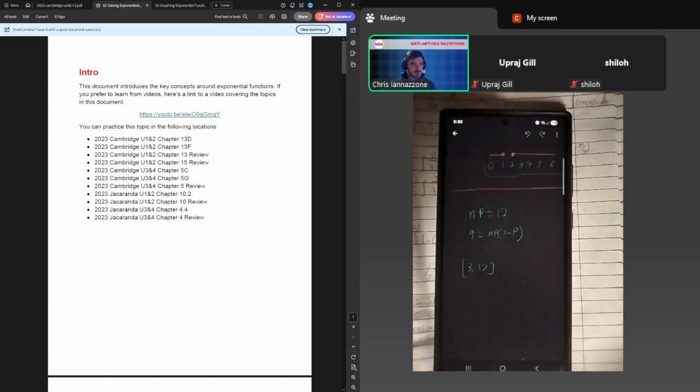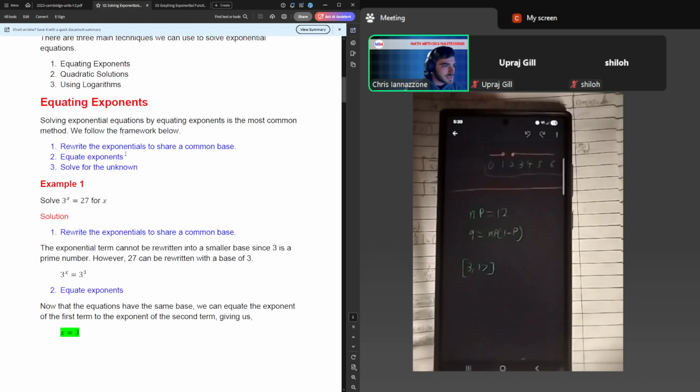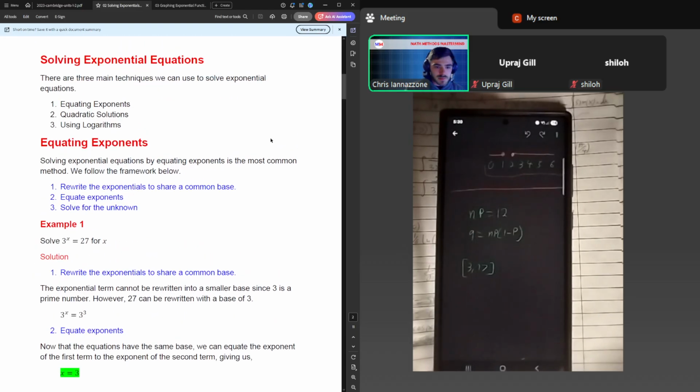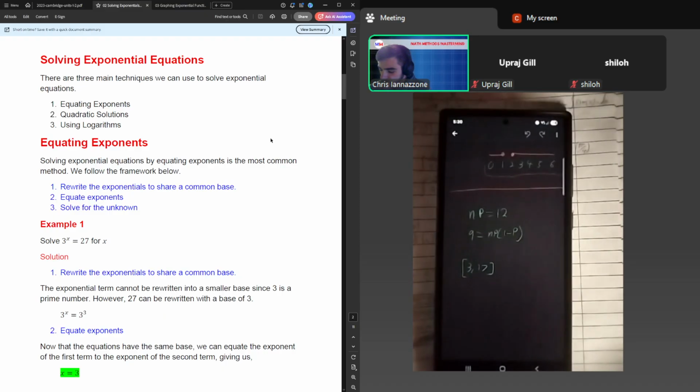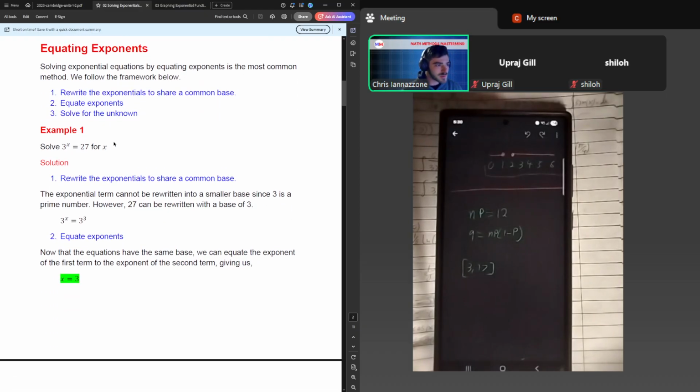So this class is going to dive further into the exponentials and logarithm stuff, specifically on how we solve and graph exponentials. So let's take a look. There's more or less three main kinds of things that can come up when it comes to solving exponentials. The most basic of which is to simply just equate exponents.